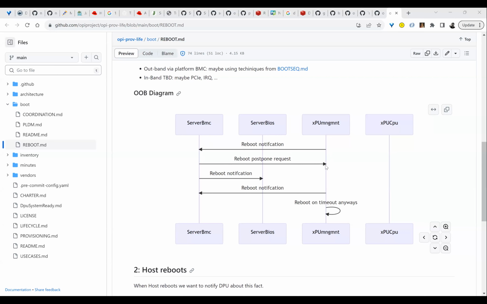And this postpone request can be either ignored, because the server is treated as untrusted or something like that. So the DPU can ignore the postpone request, or it can comply with it. And basically, once the server is ready, it can send the reboot notification as accepted, and on timeout anyway, the DPU will reboot no matter whether the host postponed it. So that small diagram, I think, is exactly what you were talking about, the two-way communication. Can the server delay, or at least request a reboot delay?